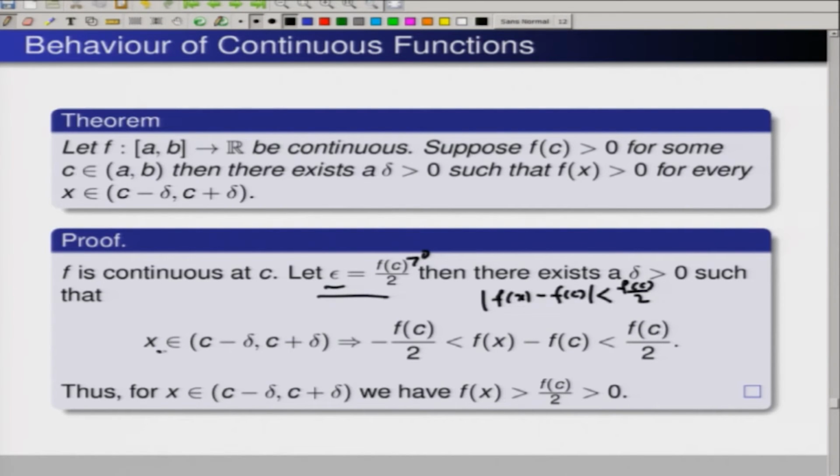So, now for this delta, for x in this neighborhood of c minus delta to c plus delta, from this inequality what I get is that f(x) is greater than f(c) minus f(c)/2, which is equal to f(c)/2. Now, f(c) is positive, so f(c)/2 is positive. So, in this neighborhood c minus delta to c plus delta, f(x) is positive. So, if f(c) is greater than 0 and f is a continuous function, then there will be a neighborhood around c in which f has to take positive values.